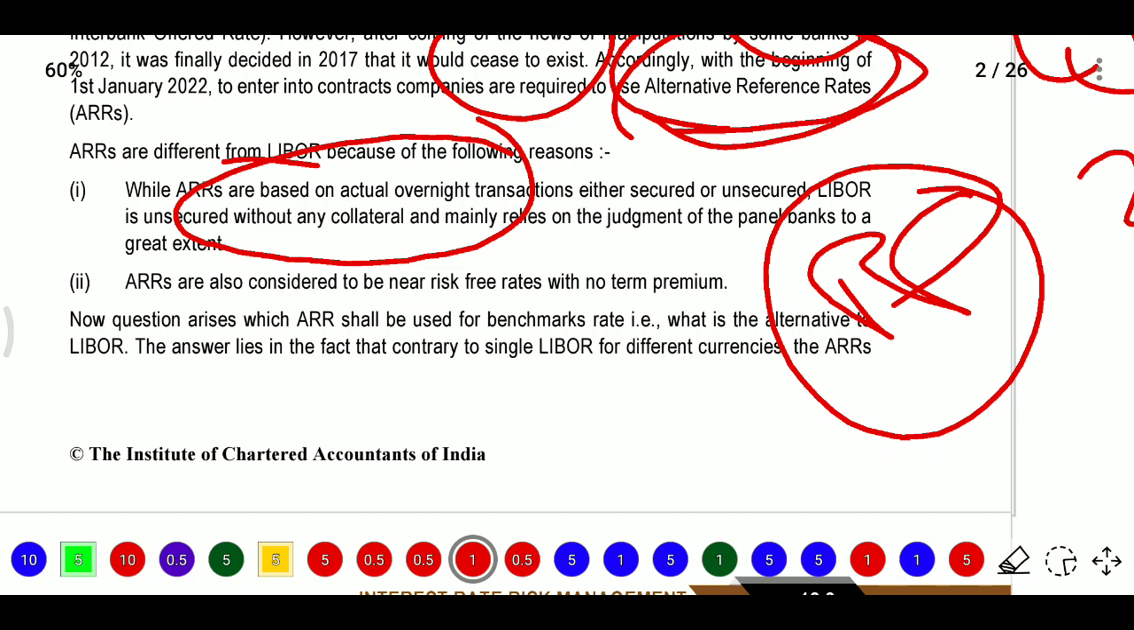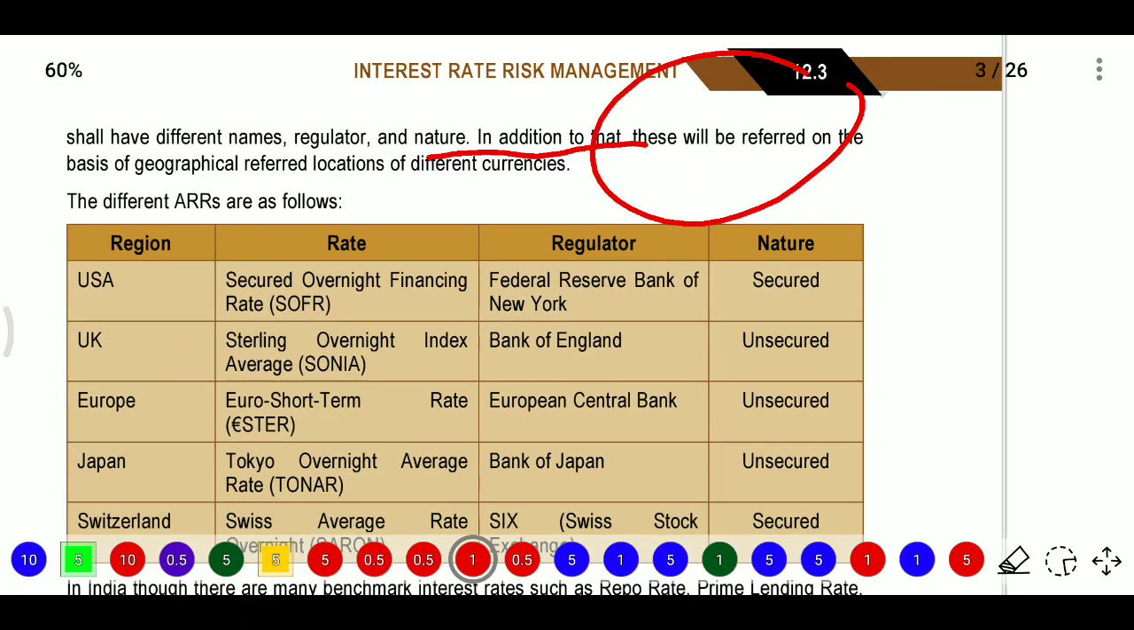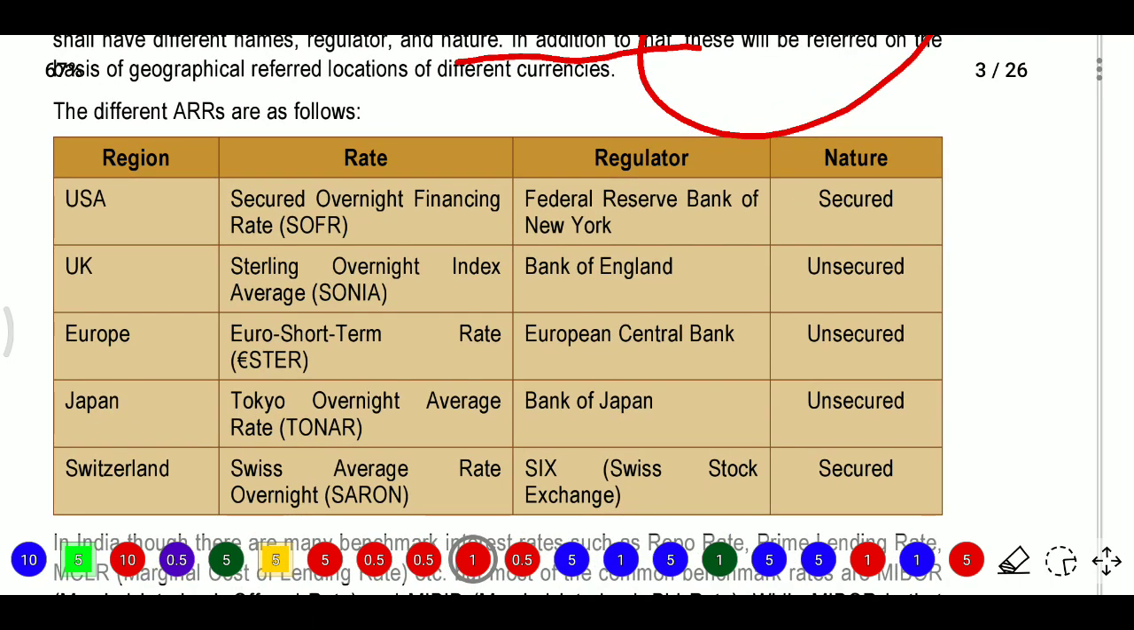Here another question will arise: which ARR should be used as the benchmark rate, the alternative to LIBOR? The answer lies in the fact that LIBOR existed for different currencies, while the ARRs have different names, regulators, and natures. In addition to this, they depend on geographical location. So for different countries, different rates will be there.